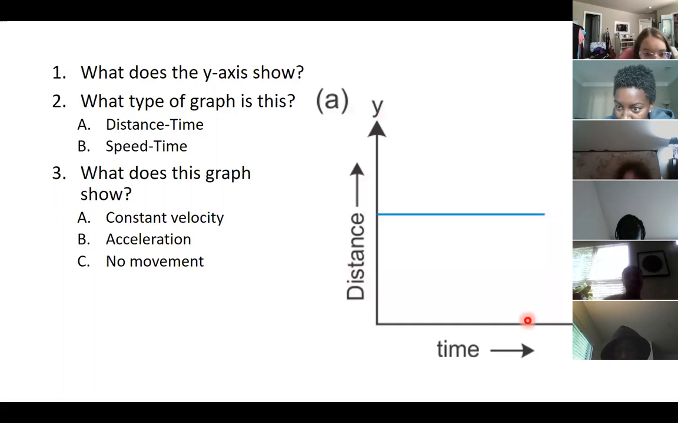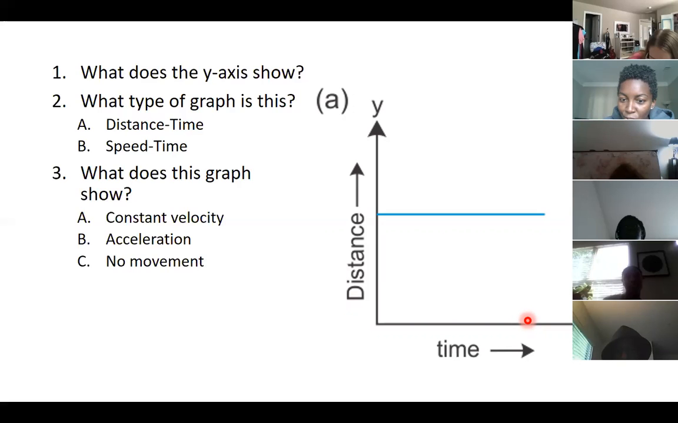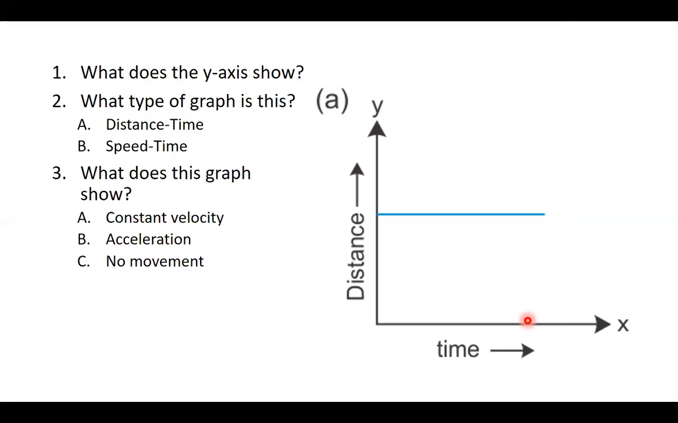Rhea, I'm sure she's on here. I just can't see her. Rhea, what does the y-axis show? Wait, is Rhea on here? Okay, we'll do Reagan. Reagan, what does the y-axis show? Distance. Very nice. And Harmony, what type of graph is this?